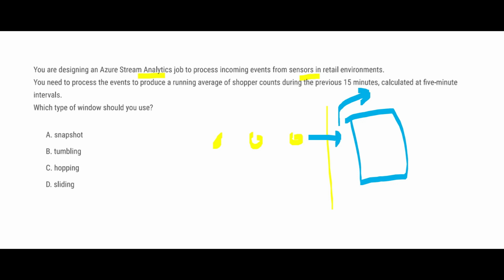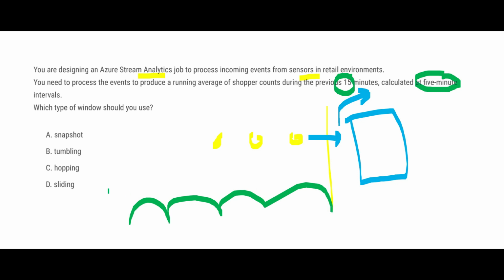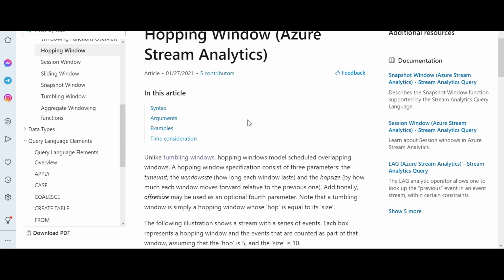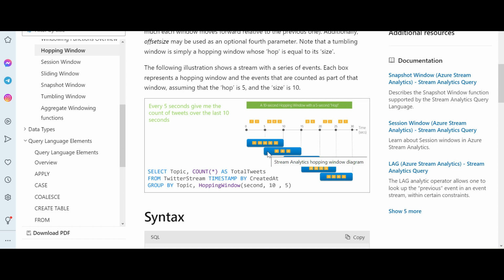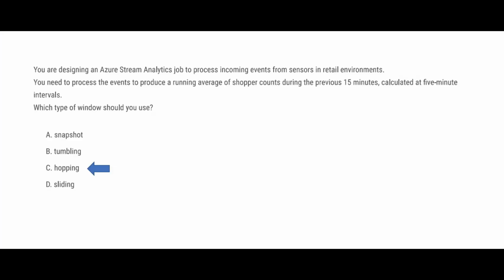I remember it this way: whenever you see two different time periods, like 15 minutes and calculated at 5 minutes, you have to hop. 5 minutes, 15 minutes, 5 minutes, 15 minutes. It's hopping. That is why I click hopping. You can see this diagram. There is always an overlap, like every 15 minutes, 5 minutes. Here you see every 5 seconds: give me count of tweets over last 10 seconds, such use cases. So whenever you see two time periods, consider you have to hop. So this is our answer.